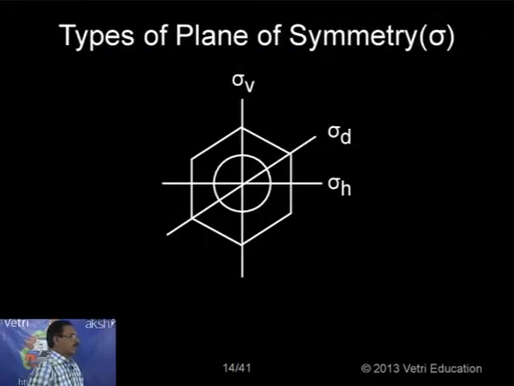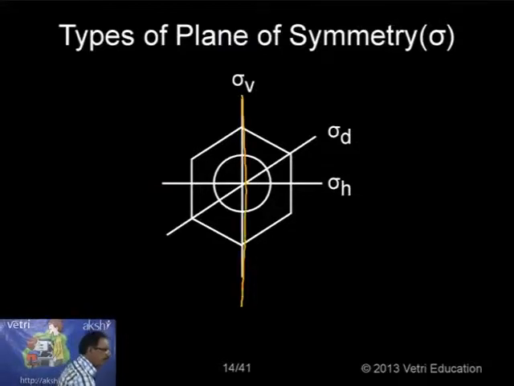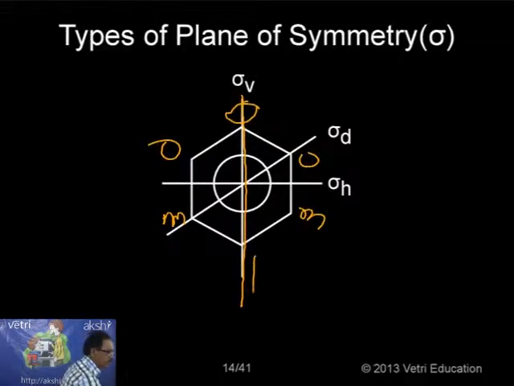Now you can see here. I have already shown this is the vertical plane. So automatically I can use these two terms. This side, let me use the corresponding term, ortho. The left side and right side are called ortho. Correspondingly, if any group is present, this will be meta and this will be para.